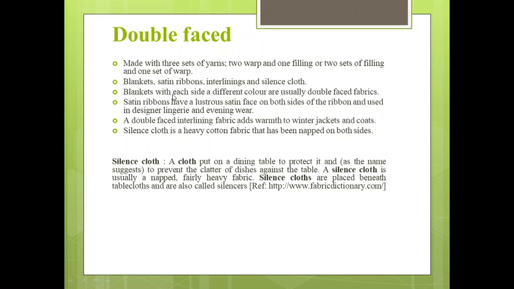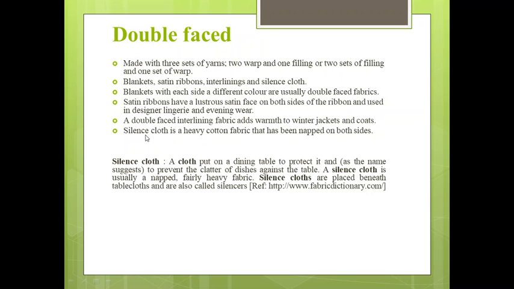Blankets with each side a different color are usually double faced fabric. So a blanket which seems of different color on each side comes in the category of double faced. Satin ribbon is another example which has a lustrous satin face on both sides of the ribbon and is used in designer lingerie and evening wear. A double face interlining fabric also comes in this category, which adds warmth to the winter jacket and coat.